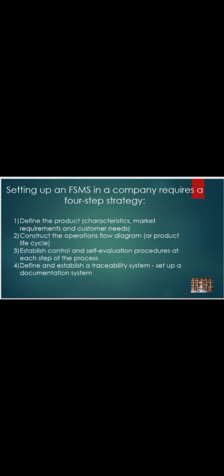Next is number 4. Define and establish a traceability system. Set up a documentation system. Ito ay ang ability to trace all processes from procurement of raw materials to production, consumption, and disposal to clarify when and where the product was produced and by whom, due to improving product quality and the rise in safety awareness in recent years.